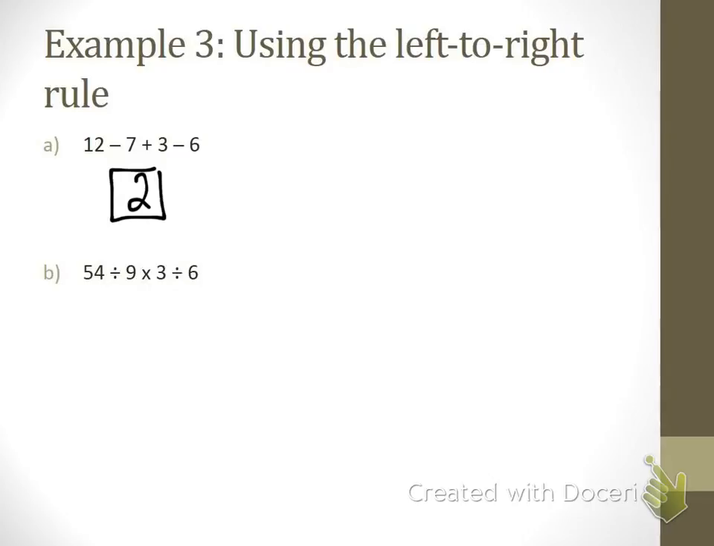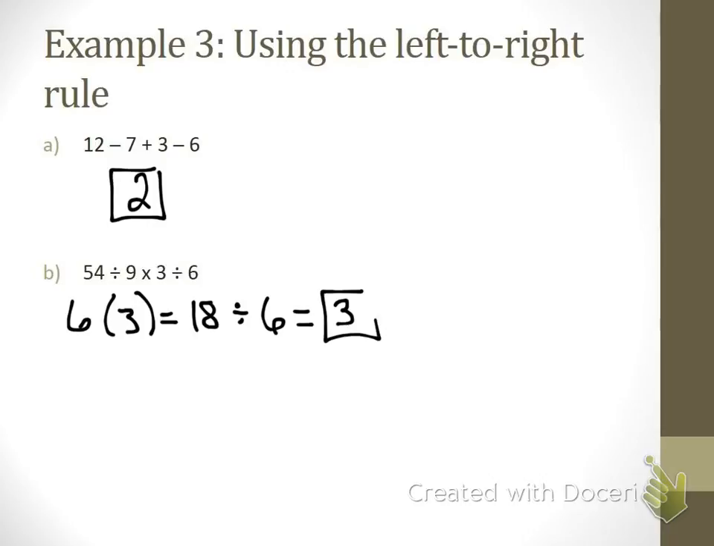All right, same thing with multiplication and division. 54 divided by 9 is 6. 6 times 3 is 18. And 18 divided by 6 is 3. All right, so we're just working left to right. Any questions on that? It's called our left to right rule. Basically, when you only have those two operations, you just work them left to right.